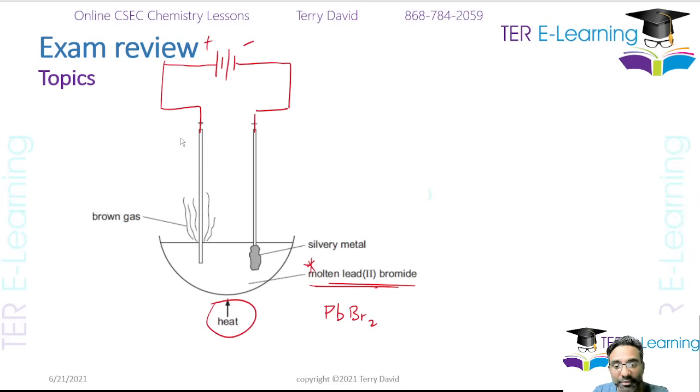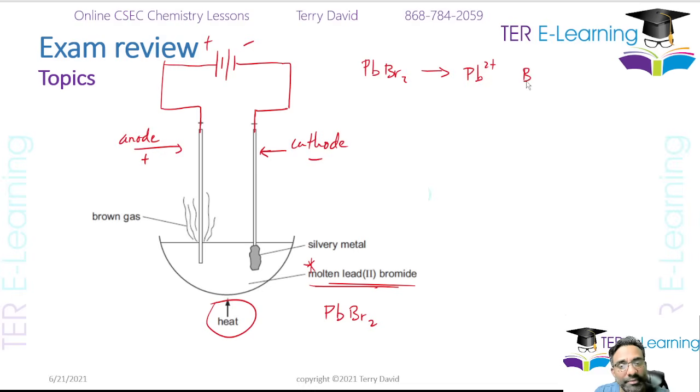So this here is my anode, the positive electrode. This here is my negative electrode, and that's called my cathode. First things first, we need to figure out what ions are present. Your formula is PbBr2, the formula for lead bromide. So the ions present here will be Pb2+, and we will also have the bromide ion, Br-. So those are my ions present.